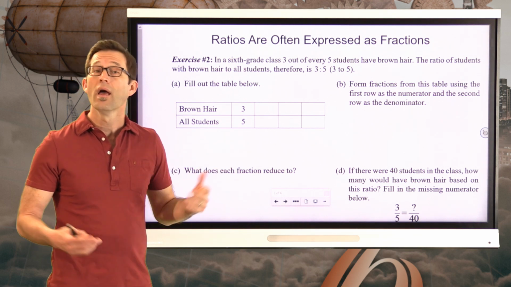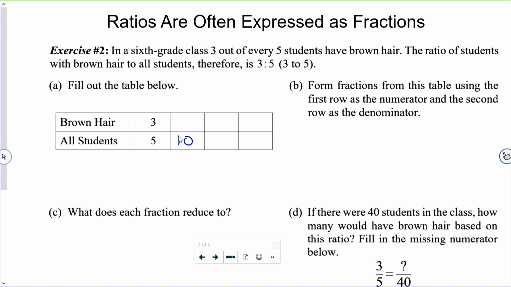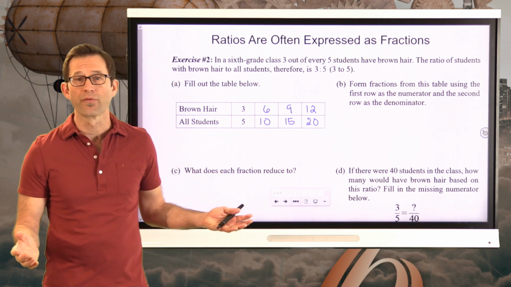That, of course, means that if I doubled, and I had 10 students, then I would have 6 of them with brown hair. If I tripled to 15 students, then I would have 9 of them with brown hair. And if I quadrupled, i.e. multiplied by 4, then 20 students, and I'd have 12 with brown hair. So simple enough.